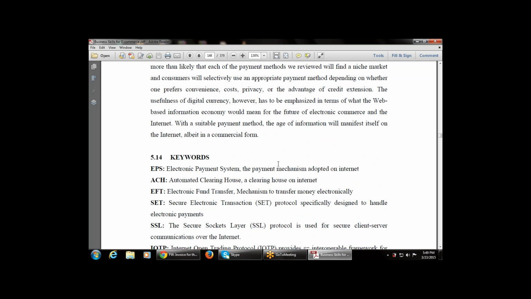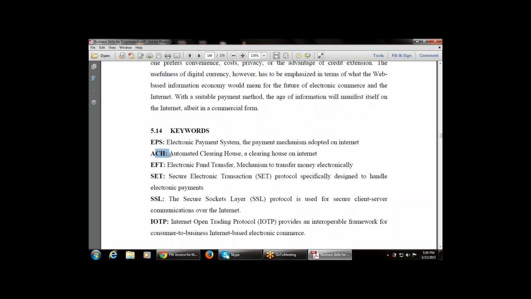Now these are the various keywords. One of the keywords is EPS, the electronic payment system, a payment mechanism adopted on the internet. Then ACH, the automated clearing house, a clearing house used on the internet. Then EFT, electronic fund transfer, a mechanism to transfer money electronically. So these are the various abbreviations used.